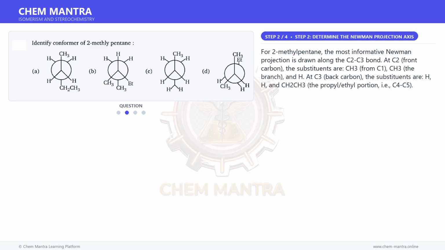Moving on to the next step. For 2-methylpentane, the most informative Newman projection is drawn along the C2-C3 bond. At C2, the front carbon, the substituents are CH3 from C1, CH3 the branch, and H. At C3, the back carbon, the substituents are H, H, and the propyl portion, C4, C5.